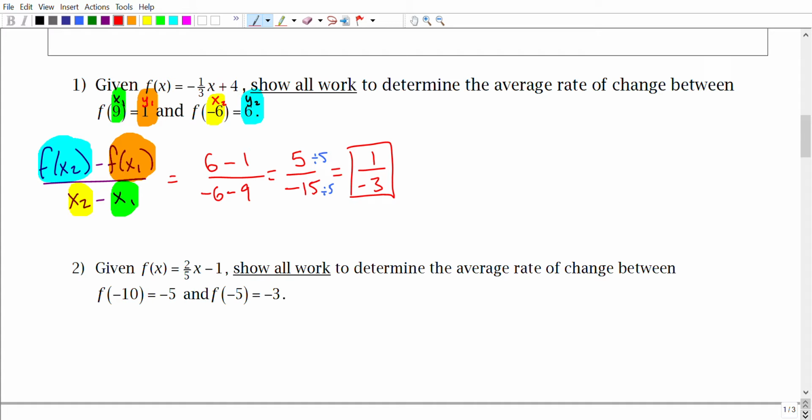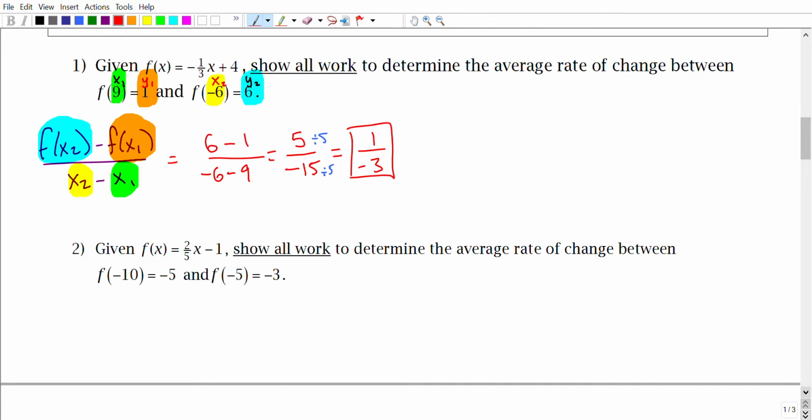Okay, negative 1/3. Hopefully you guys have already noticed something on here, but if you haven't yet, I won't mention it just yet until the end of the lesson. Okay, so we found our slope. It is m equals negative 1/3. So let's try out the second.